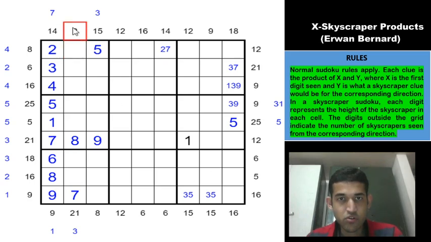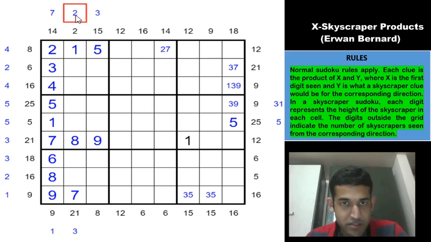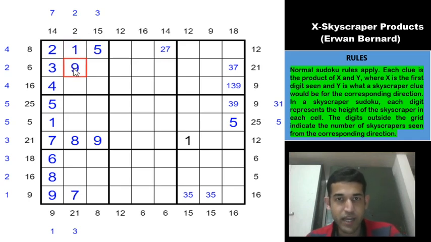So this 2 clue can only be 1 multiplied by 2, right? But 2 is here, so this cannot be a 2. It has to be a 1, which means that the outside clue is 2. Okay. So what this denotes is that we are seeing only 2 buildings from this direction. We will obviously see the first building and we can see only one more building, which means this has to be a 9, so that this clue is satisfied.